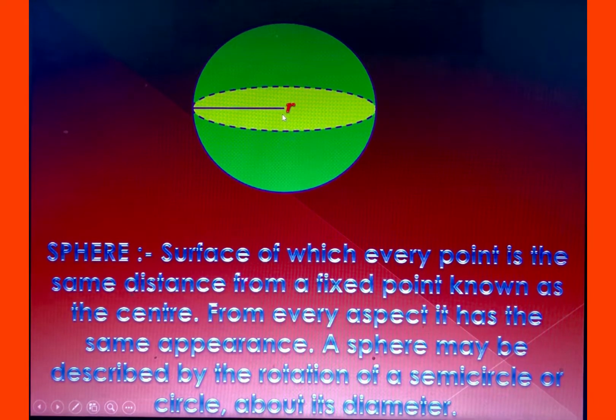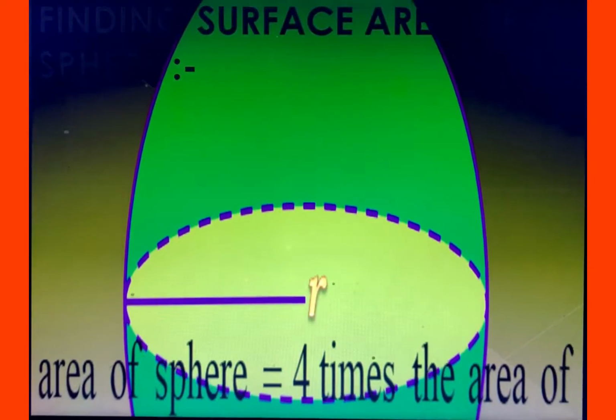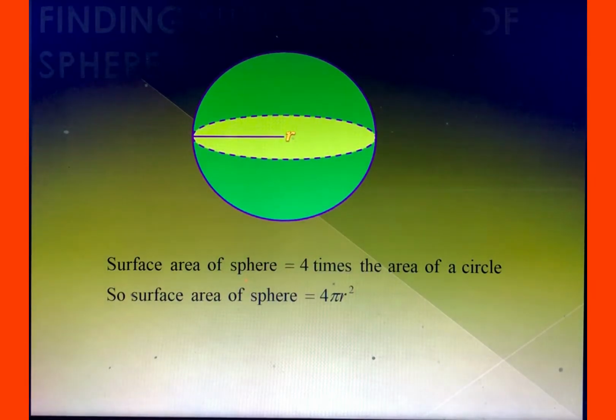So if we take r as the radius of the sphere, then how can we find the curved surface area and total surface area of the sphere? So here we get, if we take the area of 4 times of the circle, then we will get the surface area of the sphere, and this surface area is also known as total surface area of the sphere.